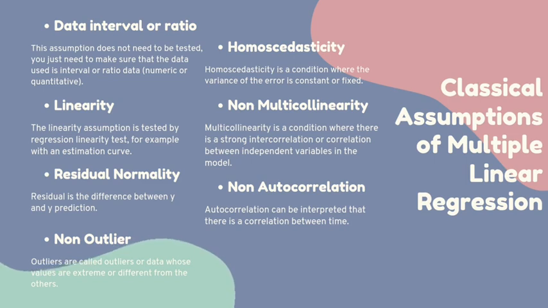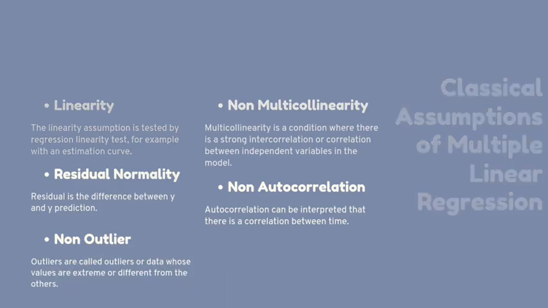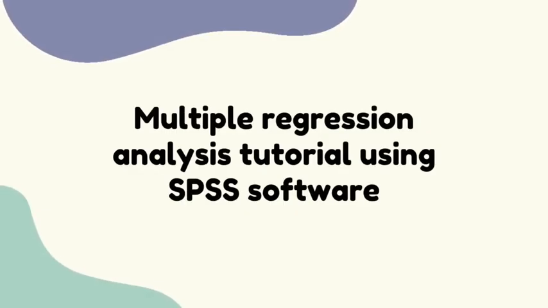Sixth, non-multicollinearity is a condition where there is a strong intercorrelation or correlation between independent variables in the model. And the last, non-autocorrelation. Autocorrelation can be interpreted as a correlation over time. Now, I will give a tutorial on analyzing multiple linear regression using SPSS software.